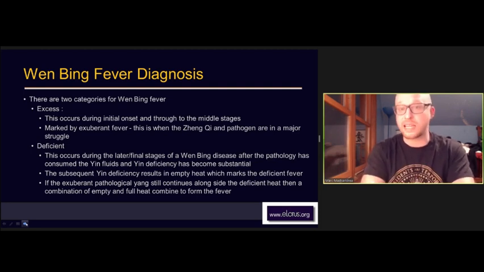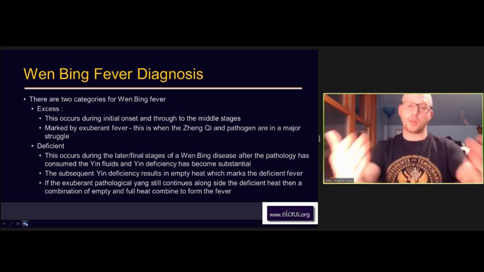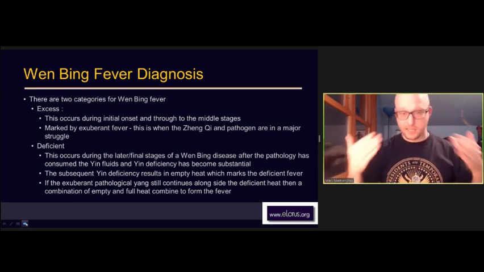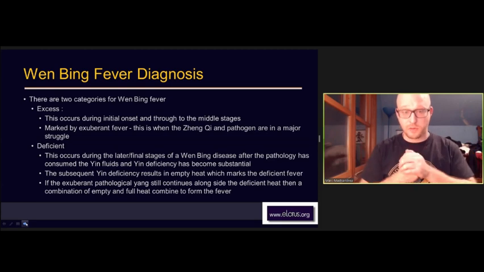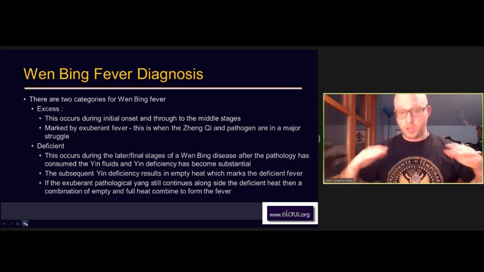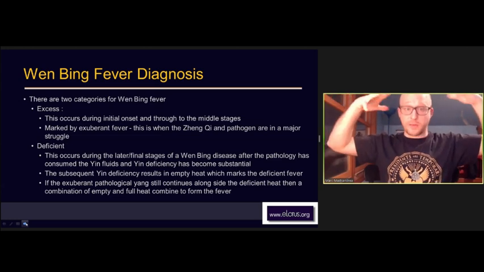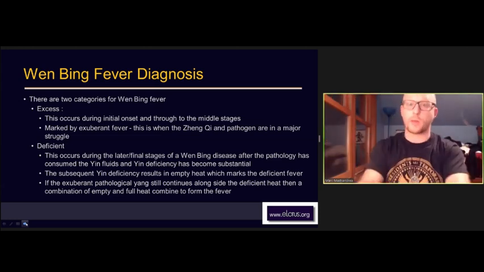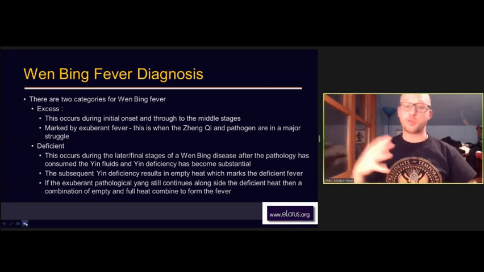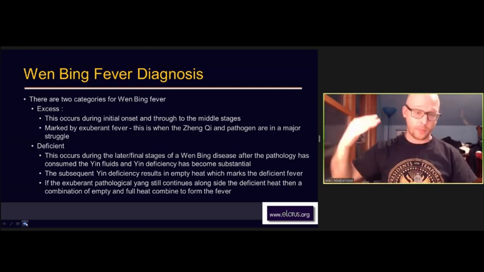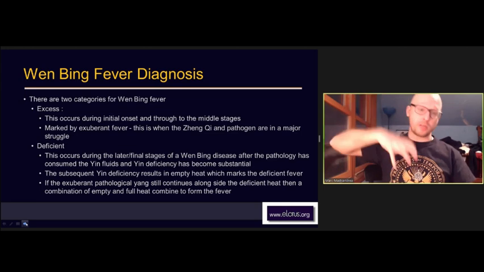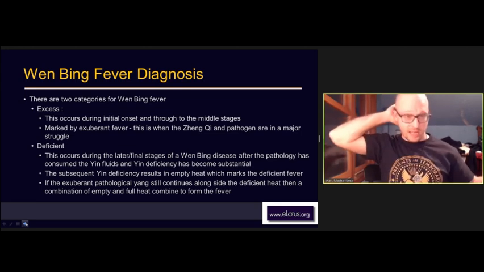Excess fever occurs at the initial onset and through the middle stages, through the critical or the exuberant stages. This is why you have the exuberant fever, right? The pathogen comes in through the Wei level and makes it into the Qi level. The stomach has to use its Yangming fluids to support the Wei. Boom, the fever spikes, right? So you get this spike fever, an exuberant fever. This is when the Zhengqi and the pathogen are at a major battle. The Zhengqi gets a boost from the Yangming, and it starts to really burn hot, right? So this is the idea here.